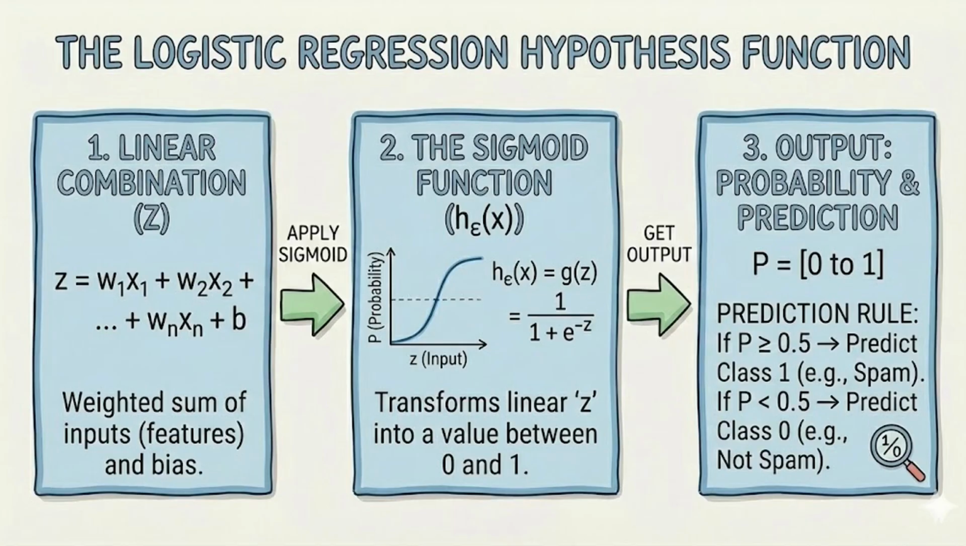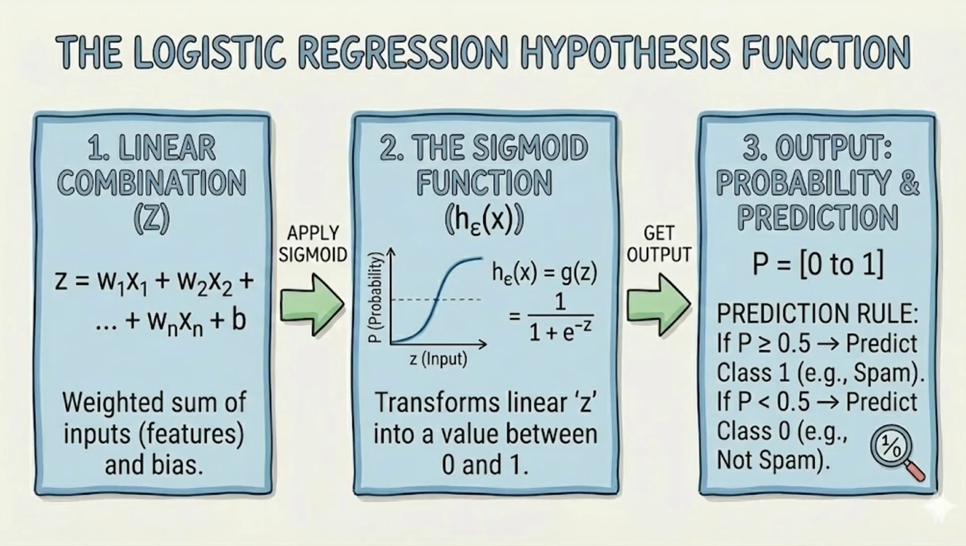When you feed this z into the sigmoid function formula, you get a value transformed between 0 and 1. If the value is greater than or equal to 0.5, you can say predict class 1, for example, spam. If the probability is less than 0.5, you can say class 0, or not spam.